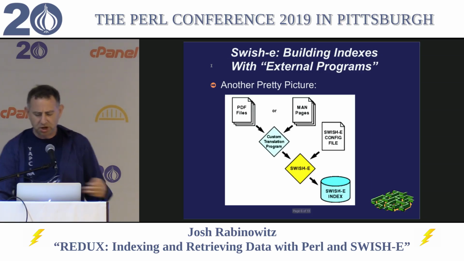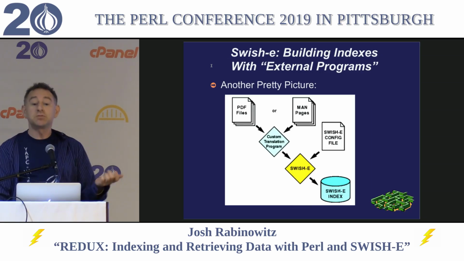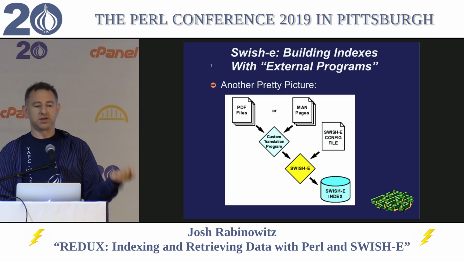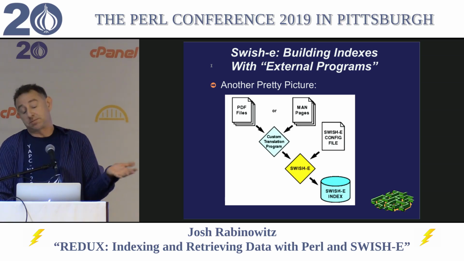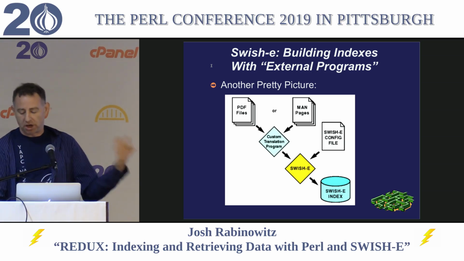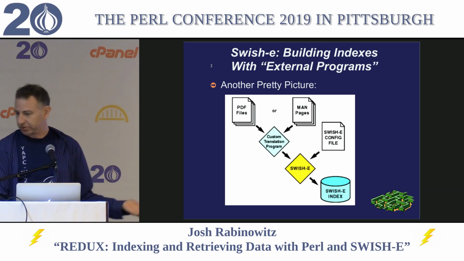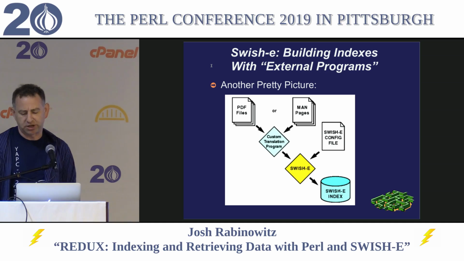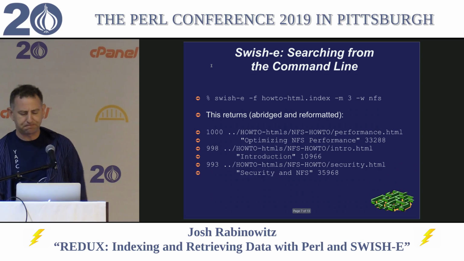Here's another pretty picture. You could also use a custom translation program. If your file is actually XHTML, then it can be parsed by the XML parser. If it's not, then you have to actually convert it into an XML format. That's what this custom translation program would do. Then you would feed it to SWISH-E with the configuration file, and you get your index.